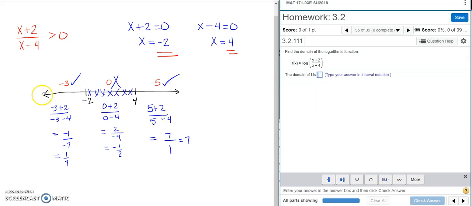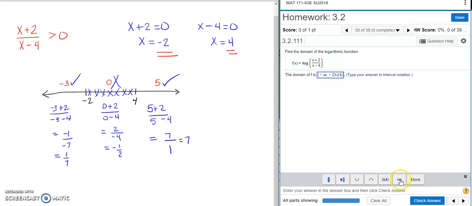So writing the domain would look like this. I can use anything from -infinity up to -2. So it's -infinity up to -2. I'm not going to include -2 because remember that was 0. Okay, if I plug in -2, I got 0, and I can't have 0 in my logarithm. So not including -2. Then there's another section, so I'm going to use union to say and anything from 4 to infinity.